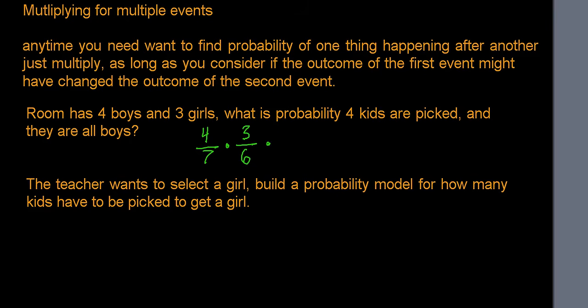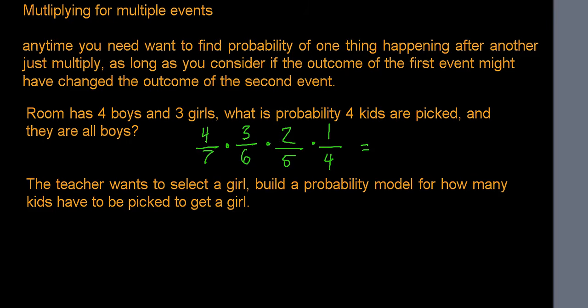Now I need a third boy. Well, I've already picked 2, so there's only 2 left, and there's only 5 kids left. You get the idea. And then now I need a 4th boy. Well, there's only 1 boy left out of 4 kids remaining in the room, and now I'm done. All I've got to do is multiply that out. You can multiply that out on your own. It's not that hard to do on a calculator to get your final answer. All right, I'm going to move on to the next question here.